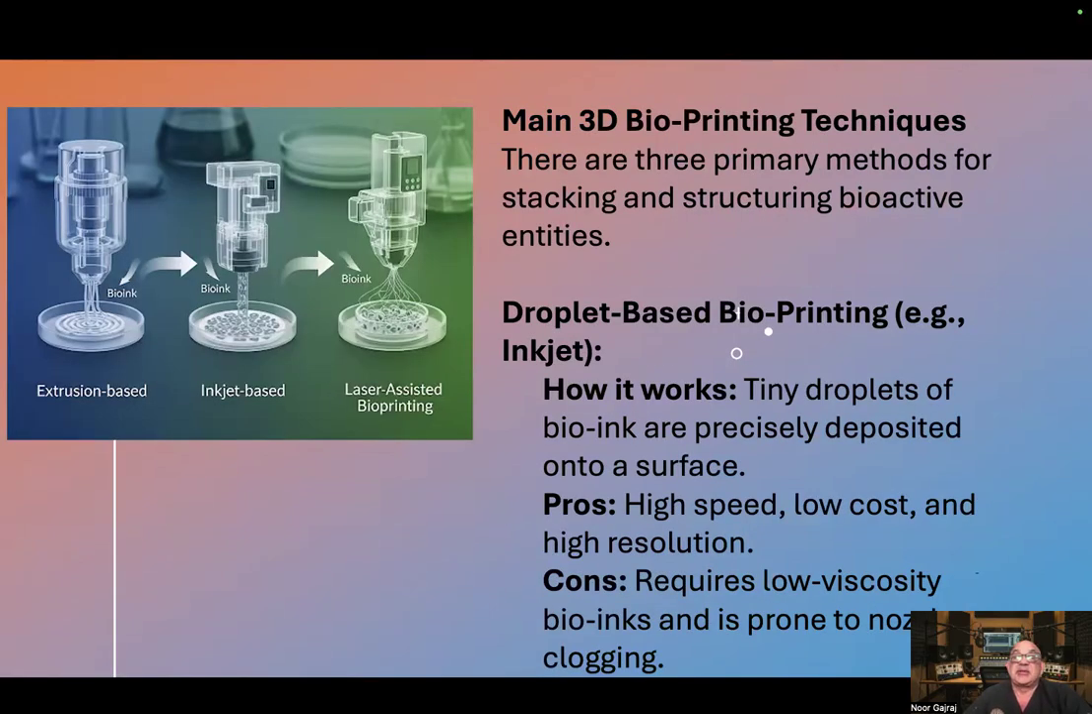The main 3D bioprinting techniques. There are three primary methods for stacking and structuring bioactive entities. Droplet-based bioprinting. How it works. Tiny droplets of bioink are precisely deposited onto a surface. Pros, high speed, low cost, and high resolution. Cons, requires low viscosity bioinks and is prone to nozzle clogging.